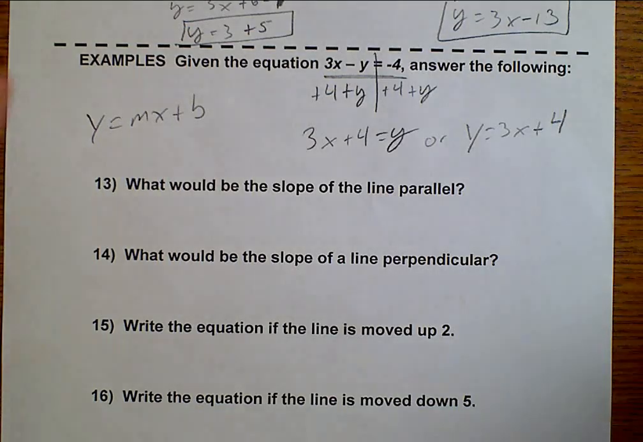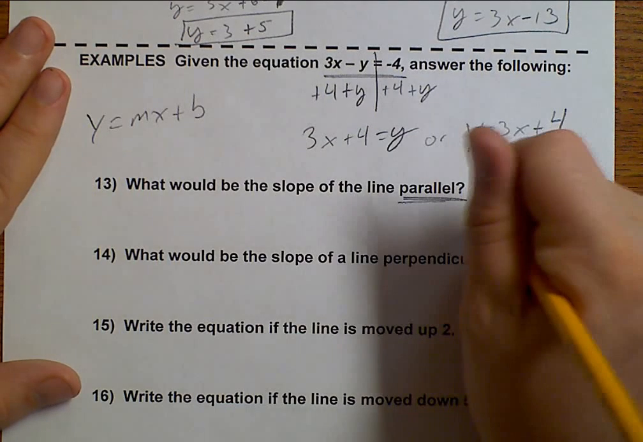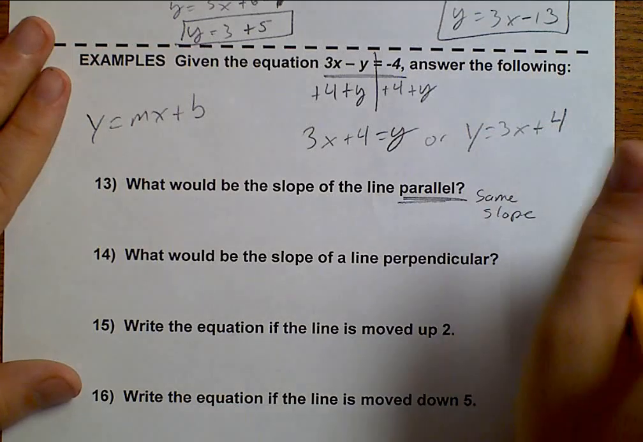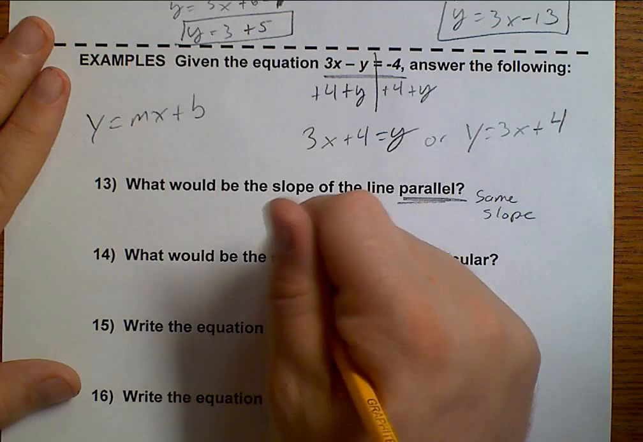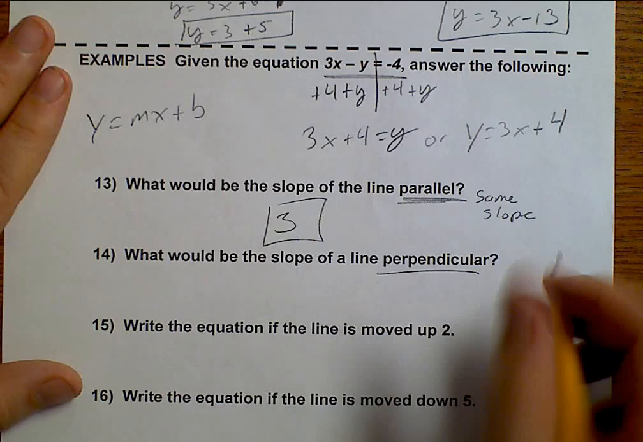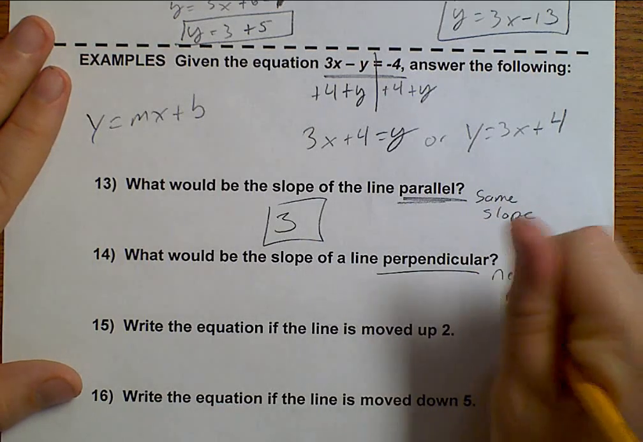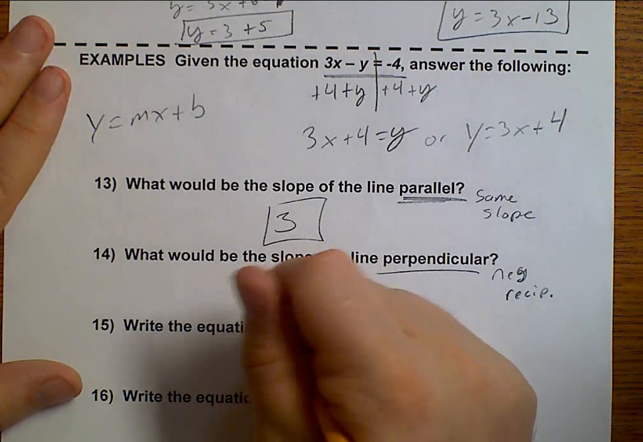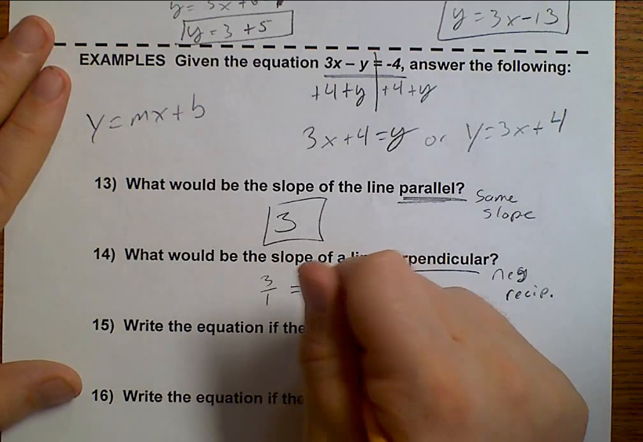So, which line is parallel? Parallel means that this has the same slope. So the slope of a line that's parallel is going to have the same m value. The slope would be 3. Now, if we go perpendicular, we're looking at a negative reciprocal. So 3 over 1 turns into negative 1 over 3.